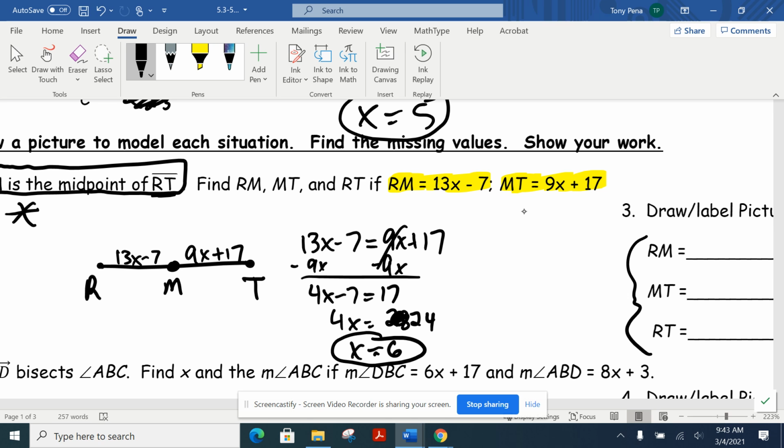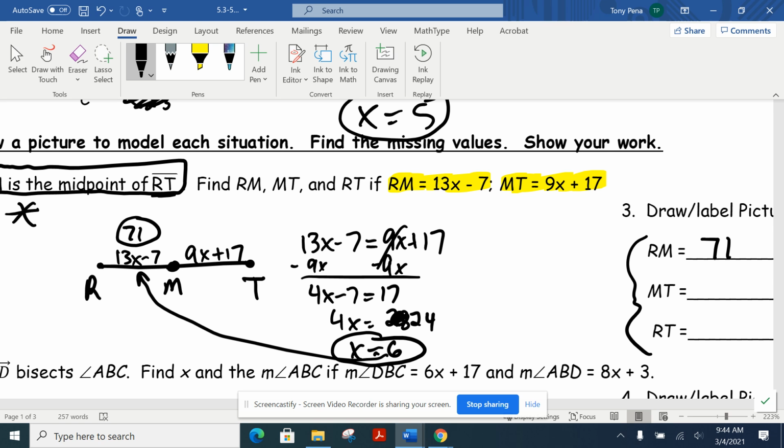So if I go to RM, take your 6 and plug in 6. So what is, ooh, that's not an easy one. 13 times 6 is what? 78? Anybody have a calculator want to confirm that? Should be 78, right? Good. And then subtract 7. So this should be 71. So we know R to M is 71.